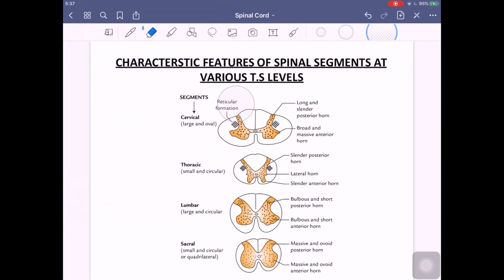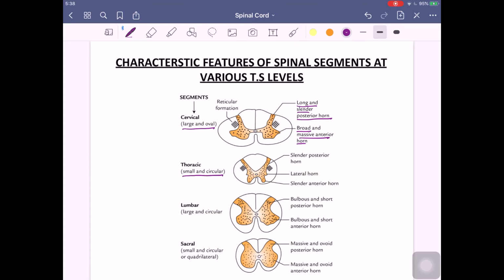These are some of the characteristic features you can compare between your gray matter and white matter, and how they change in size and shape. In the cervical region, the gray matter is large and oval. If you notice the anterior horn, it is broad, a massive anterior horn. You can compare this with the long and slender posterior horn.